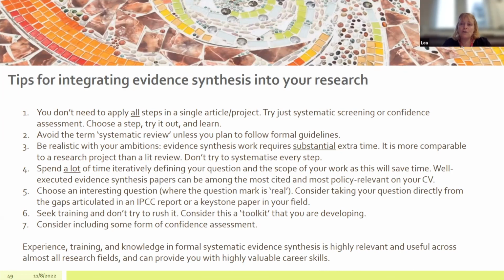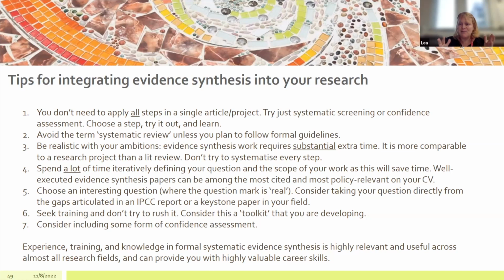Number two, don't use the term systematic review unless you follow formal guidelines. There is a lot of controversy over using that word without fulfilling protocols around it. So it's a word I would stay away from.